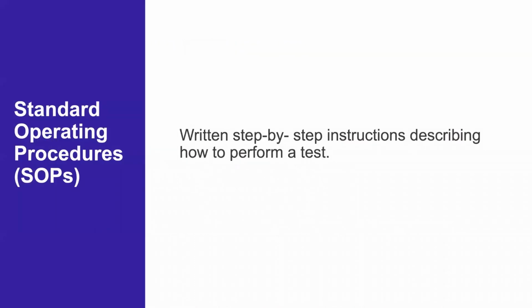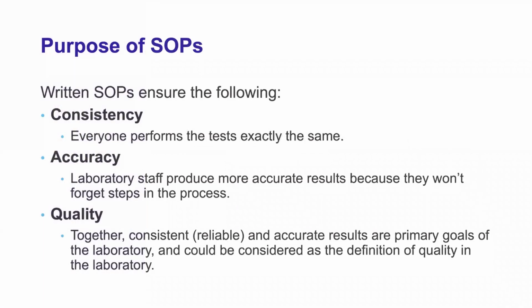So next in documents are standard operating procedures, or SOPs. These are written step-by-step instructions describing how to perform a test. The purpose of SOPs is to ensure the following: consistency. So everyone performs the test exactly the same way every single time. Accuracy. So laboratory staff produce accurate results because they won't forget steps in the process. If everything's written down, then no one will forget, or no one will be unaware. There's a way that they can reference what they're supposed to do, and so it'll ensure accuracy of the testing.